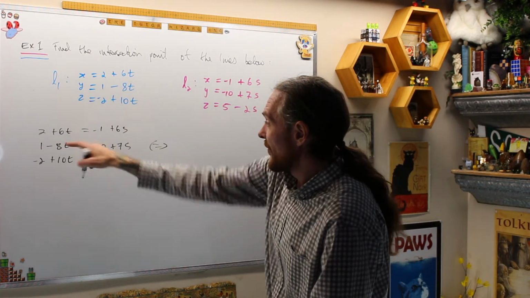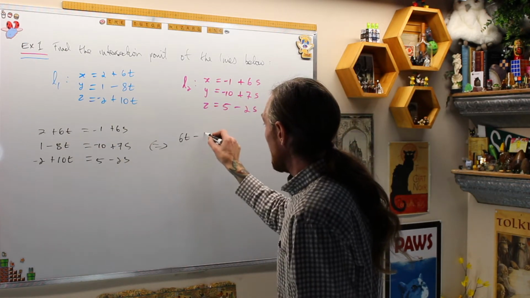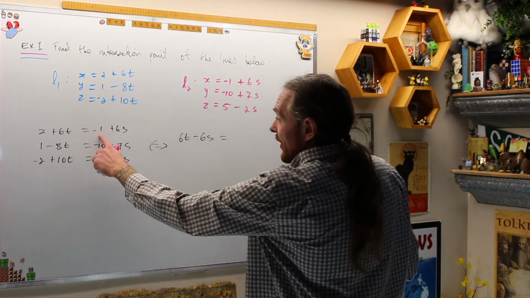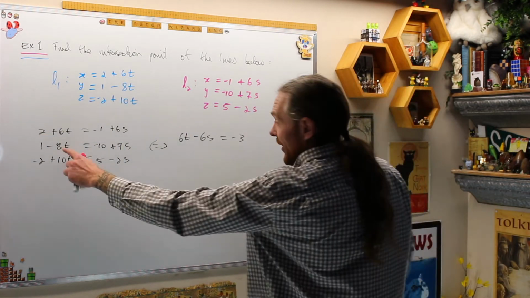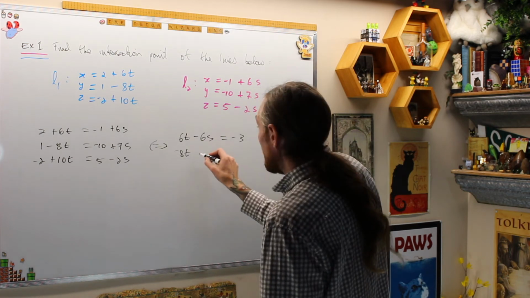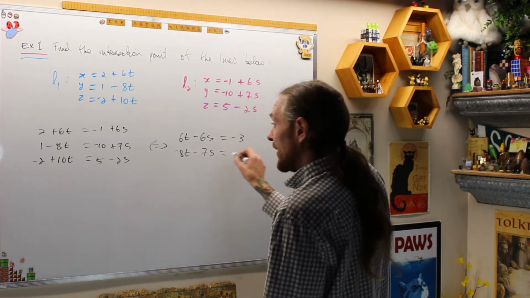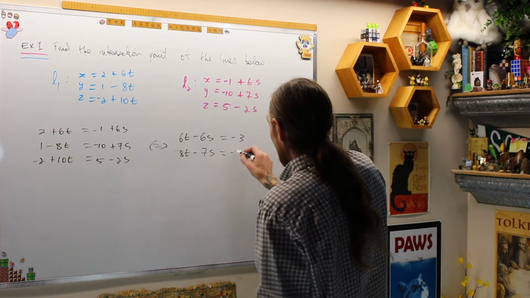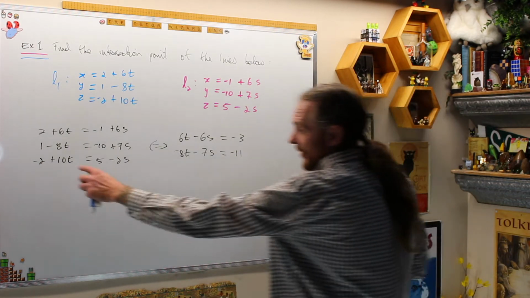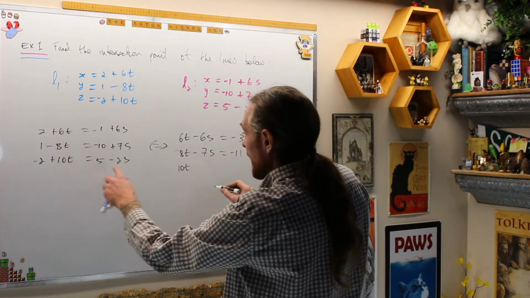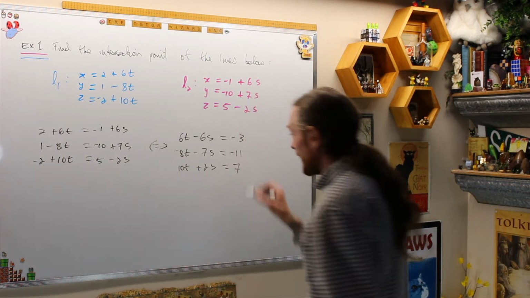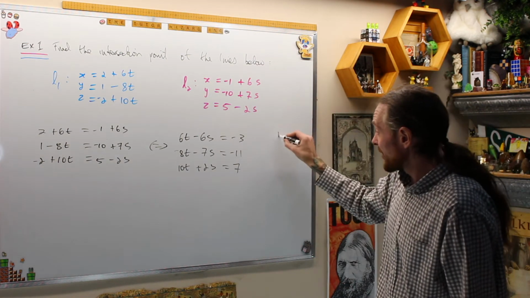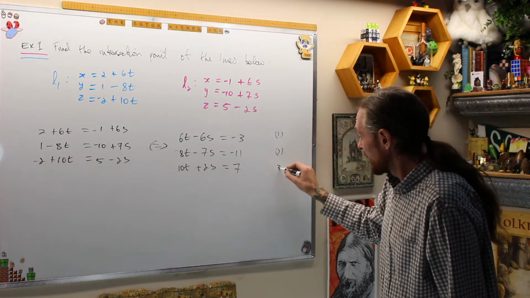Now what does that give me? I'll move these ones over, so I'm going to have 6t minus 6s equals negative 1 minus 2 is negative 3. Here I'm going to have negative 8t minus 7s equals negative 10 minus 1 is negative 11. And then here I'm going to have 10t plus 2s equals 5 plus 2 is 7. There's my system of three equations and two unknowns.